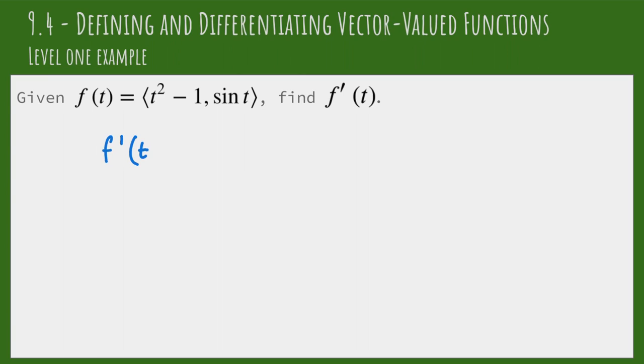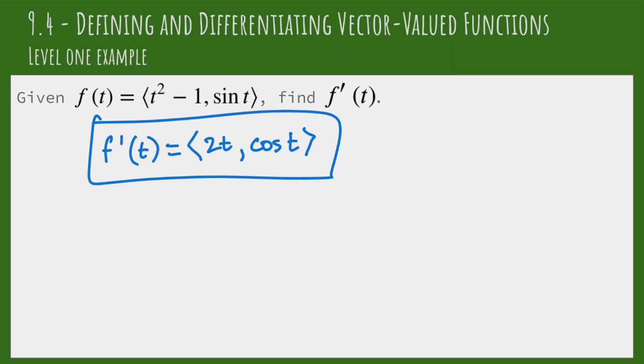If we want to take the derivative of f, notice that f is a vector valued function. So it has two components. It has an x component and a y component. And to take the derivative, we're just going to take the derivative of each of those components independently. So I'm going to use my angled brackets here. The derivative of the x component is 2t. The derivative of the y component is cosine of t. And that's it. That's my answer.